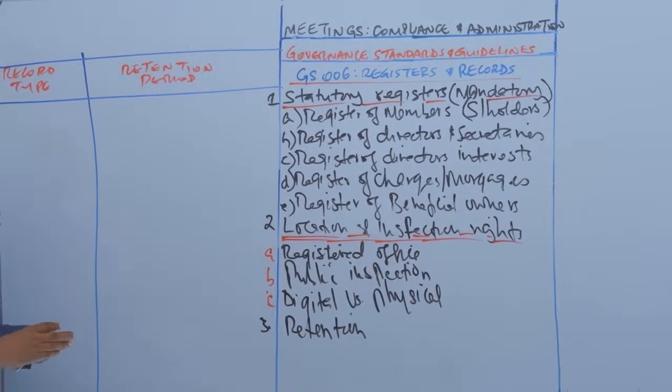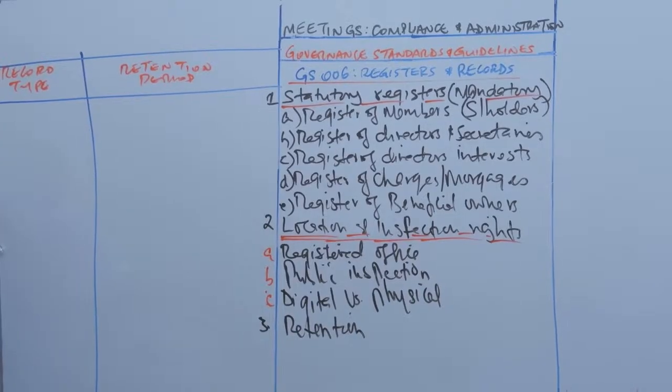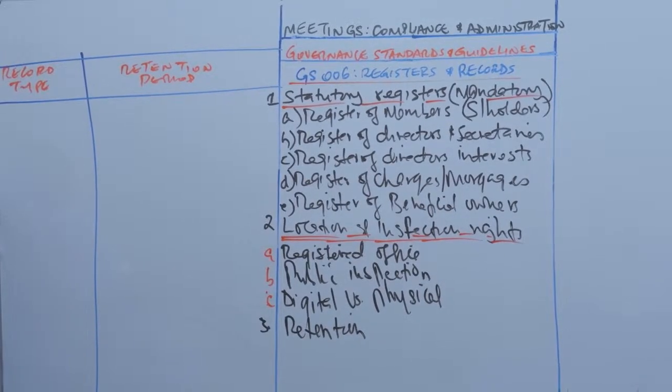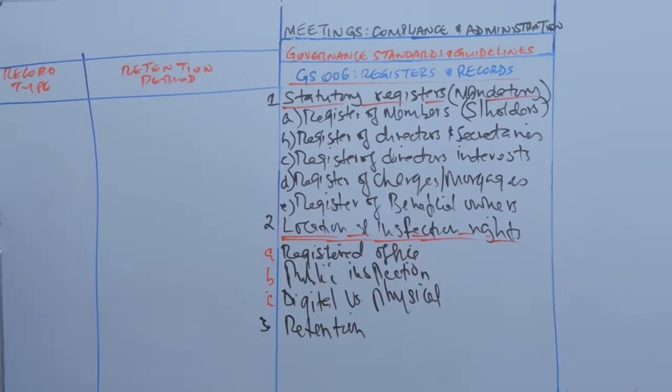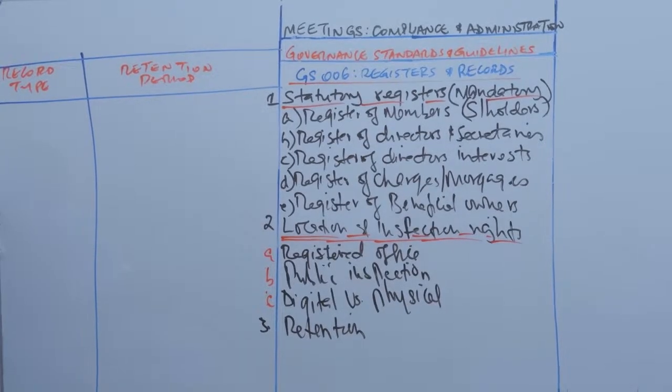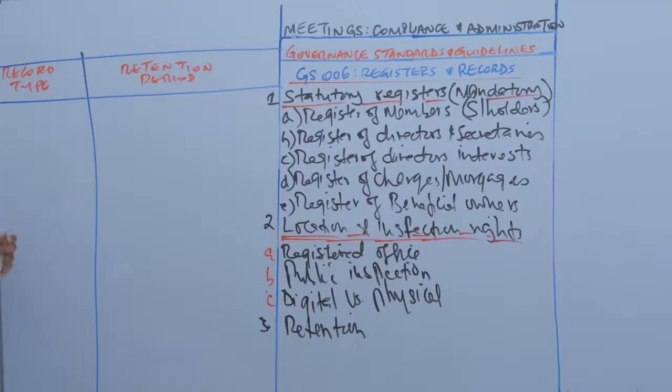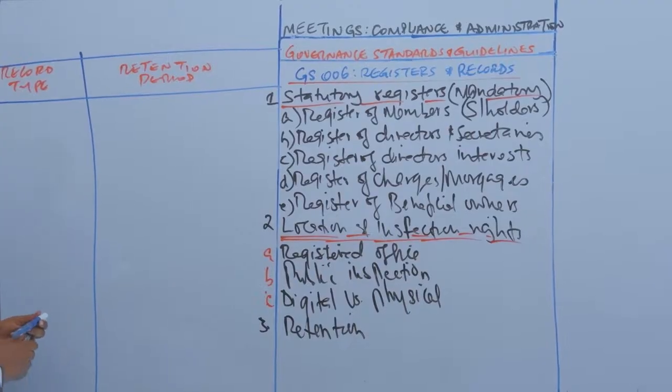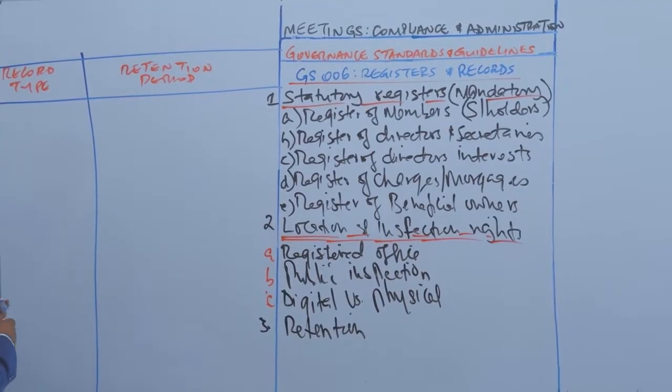The laws of the country may give direction or provisions on a retention period. The laws vary by jurisdiction, but the standard GS 006 on registers and records provides a benchmark. So let's begin with the statutory registers. The first record type is statutory registers.